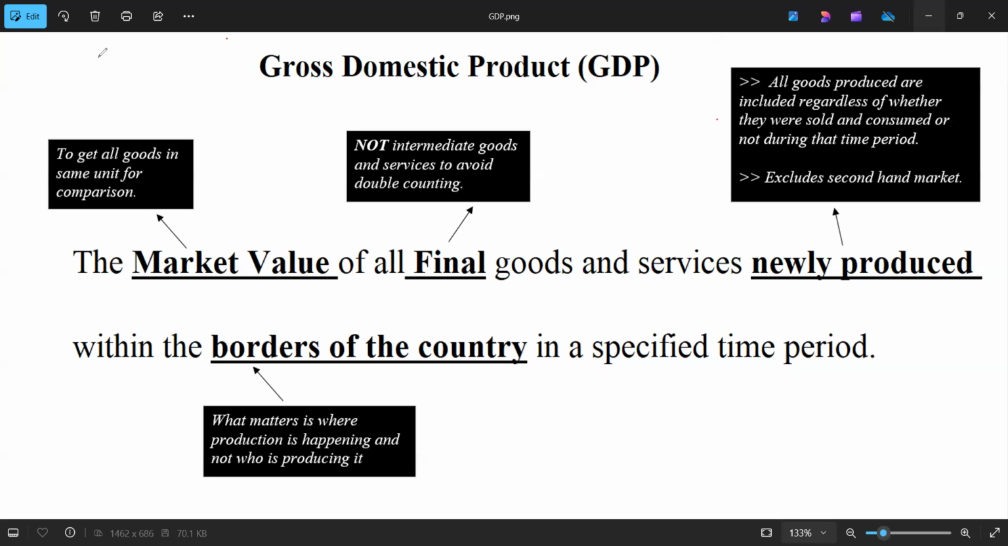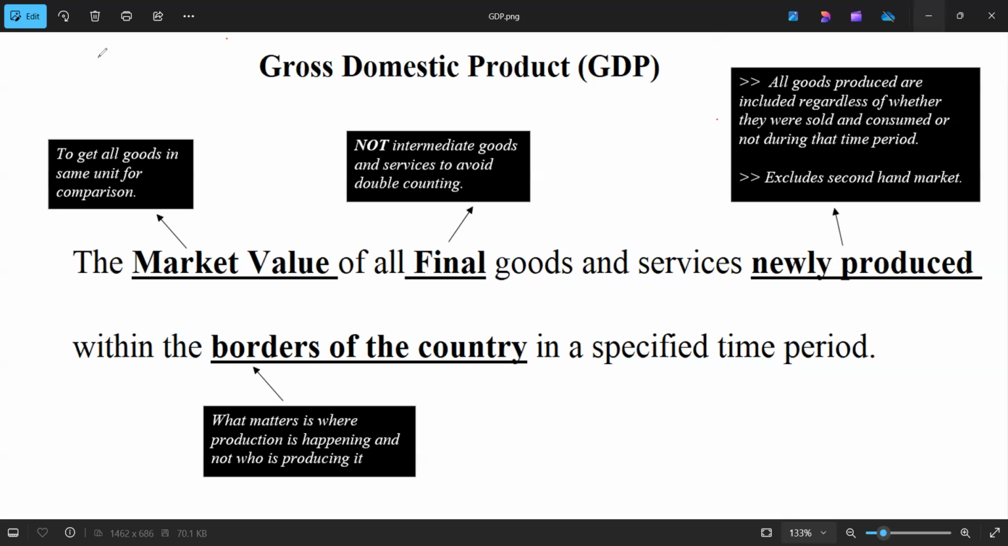So we're just talking about final goods and services, and we're also talking about all those goods and services which were produced during that specified time period. It doesn't matter whether they were sold and consumed or not, because even if they weren't sold, they will be part of that year's GDP. It's just that they won't be a part of consumption, they will be a part of investment.